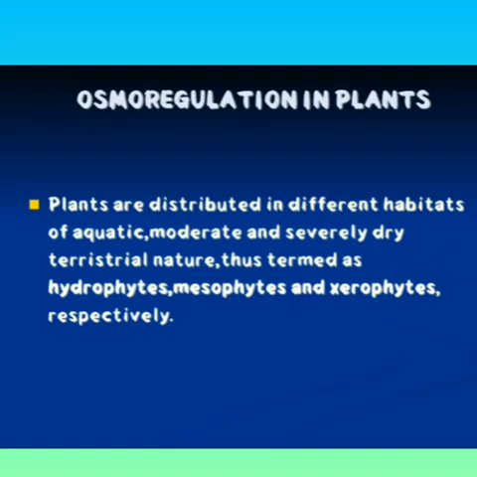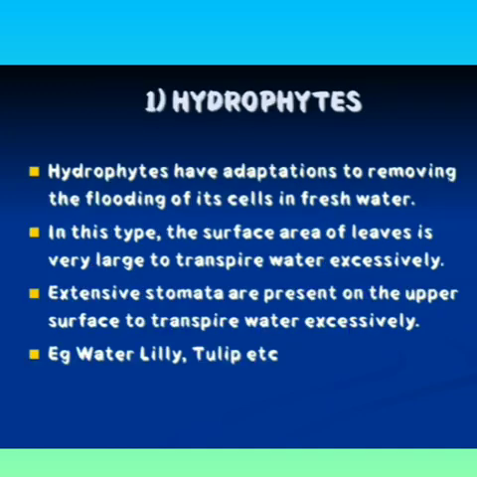Osmoregulation in plants. Students, as you know, plants are distributed in different habitats, whether it's aquatic habitat, moderate habitat or severely dry habitats. So plants regulate their internal environment according to their outside environment. First of all, we'll discuss what hydrophytes are. Hydro means water and phytes means plants. So hydrophytes are those plants which are completely submerged in water.